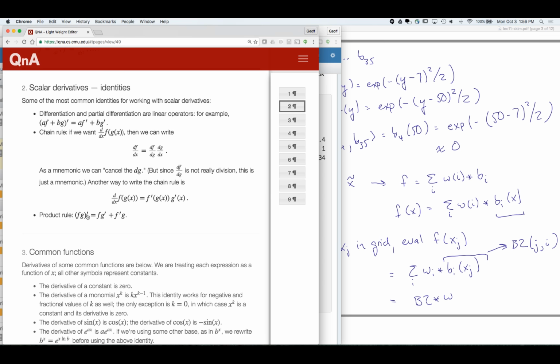And then the other common one is the product rule. The derivative of a product of f and g is f times g prime plus f prime times g.